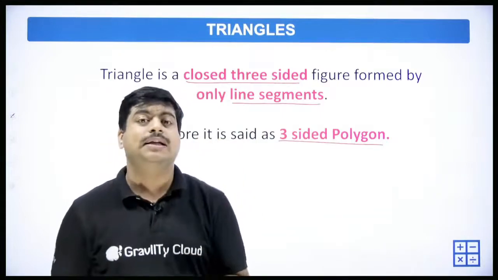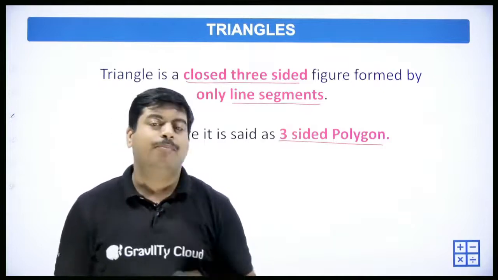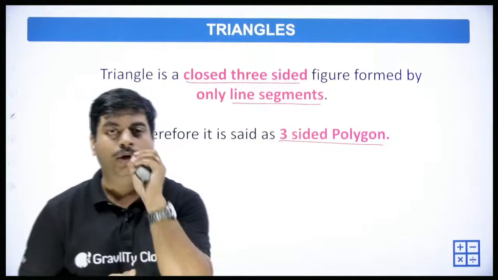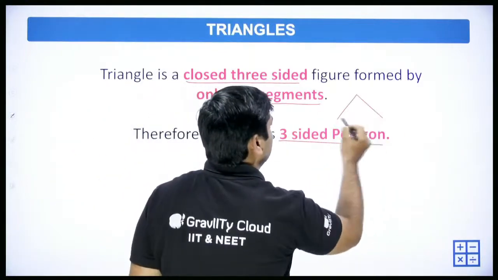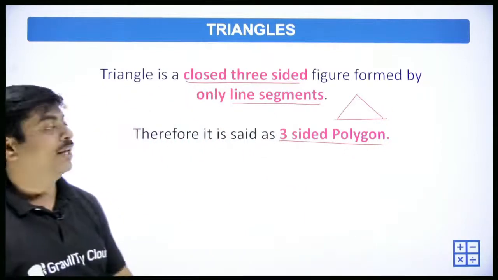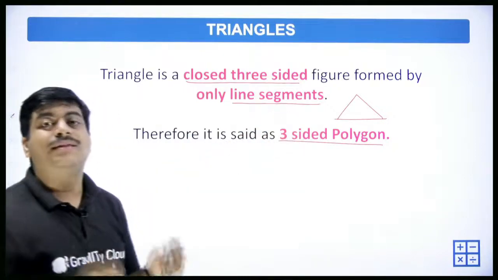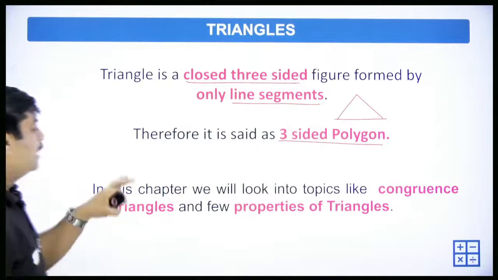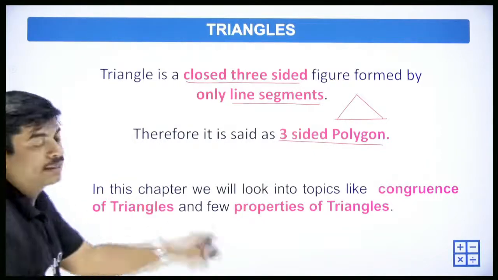First polygon in the sense you cannot have a polygon with two sides. You cannot have a polygon with one side. Polygon is always closed. So for closed, you need to have at least three line segments, like this: 1, 2, 3. So the first polygon we can say is a triangle with three sides. We cannot have a two-sided polygon. In this chapter, we will look into topics like congruence of triangles and a few properties of triangles.